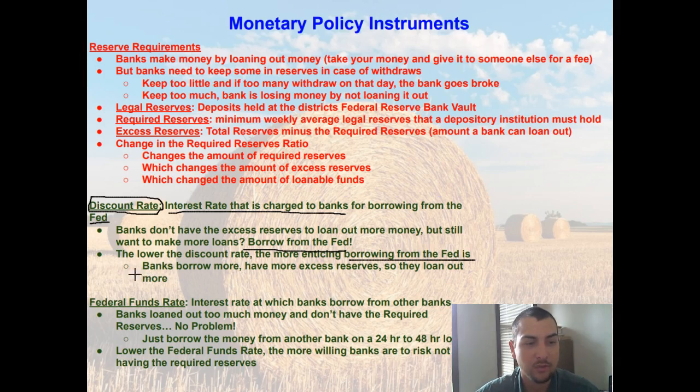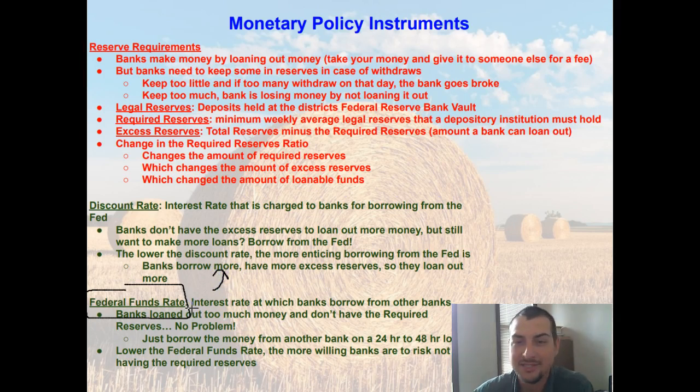So a lower discount rate encourages banks to borrow more. Therefore, they have more excess reserves, and they loan out more, causing more loans. Now, another aspect that they can change is the federal funds rate. The federal funds rate kind of goes along the same lines as the discount rate. The federal funds rate is the interest rate that is charged whenever banks borrow from other banks.